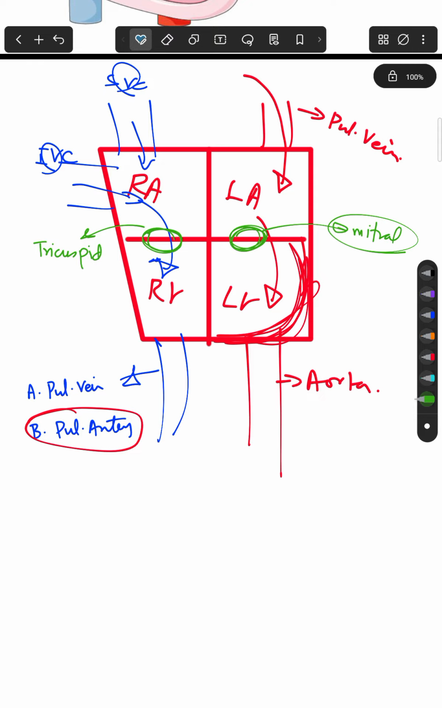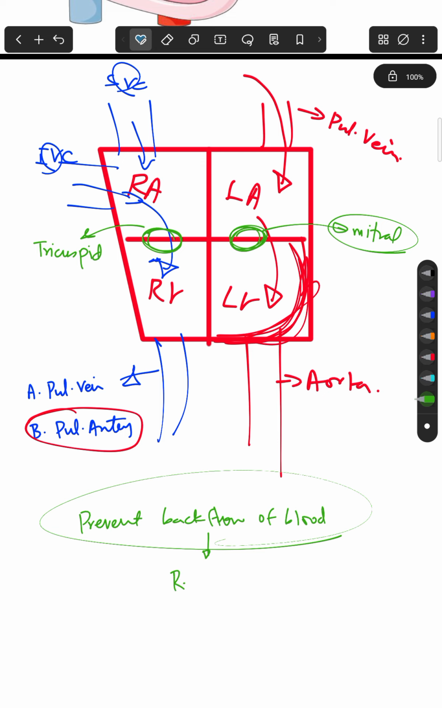What are these valves for? They are to prevent backflow of blood. It's important to know that. All right. Otherwise, if they're not working, then you get what's called regurgitation. We'll go over that in valvular diseases videos later.